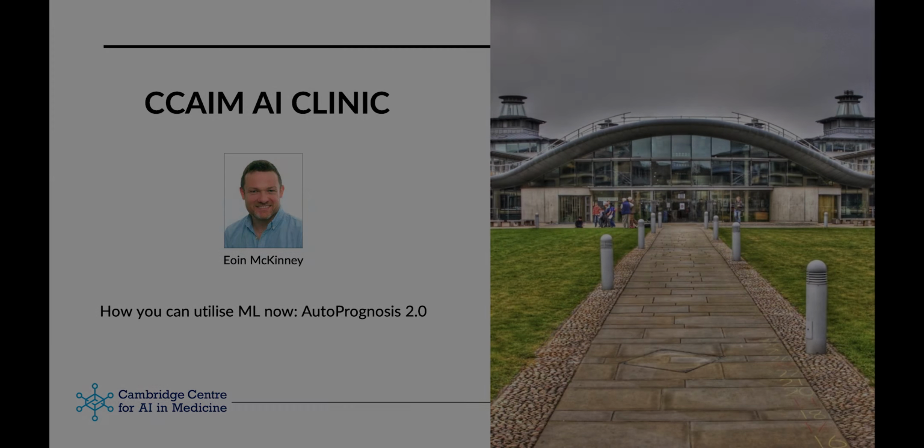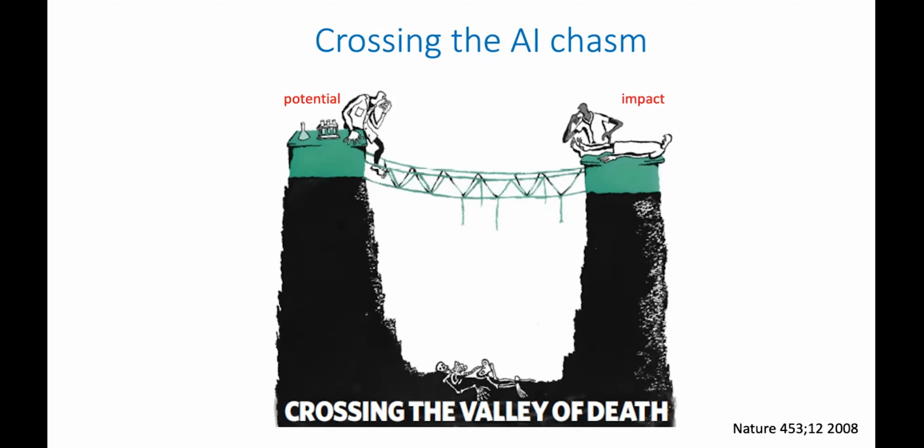I'm assuming that everyone who's dialed in here is dialed in because they've got a vested interest in AI or what it might be able to do for them or for their practice or for their patients. And fundamentally, there's been a huge problem here, and that problem is analogous to the drug development problem that was faced about 10, 20 years ago, which was described as crossing the valley of death and has been rebranded in the context of AI as the AI chasm. And that is going from the potential of what AI might be able to do for our clinical practice and actually getting across that chasm to the impact.